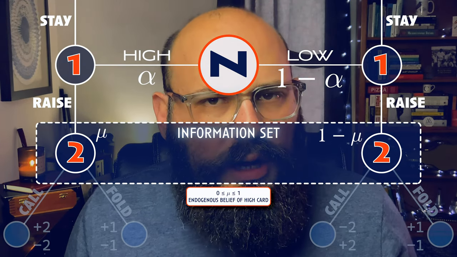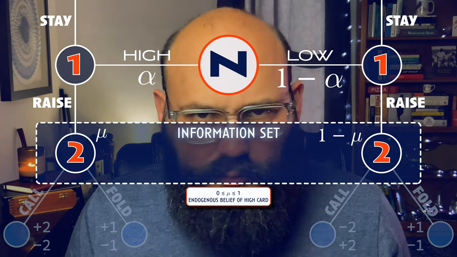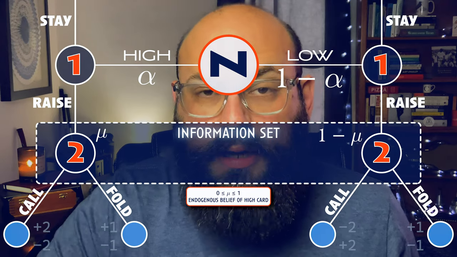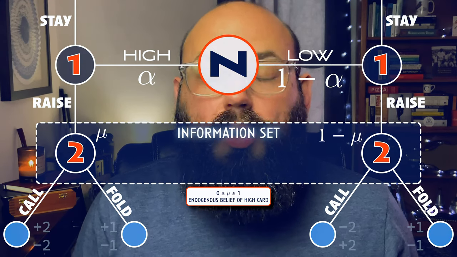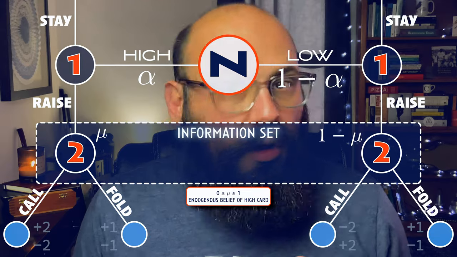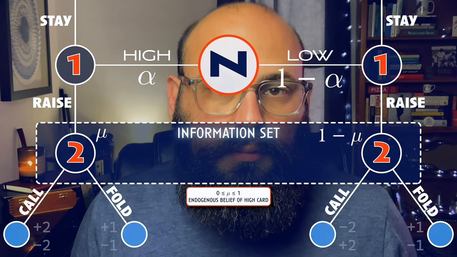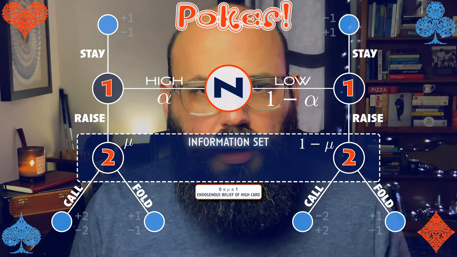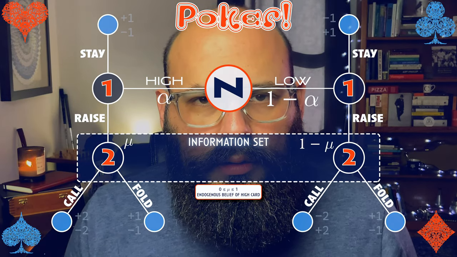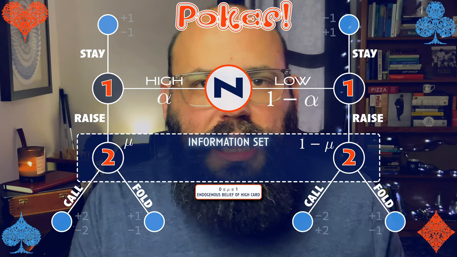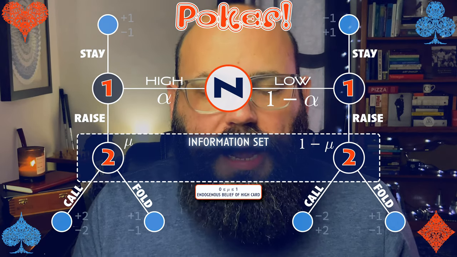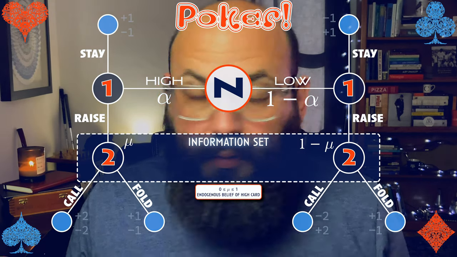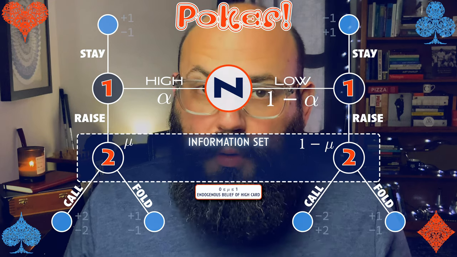Regardless, as with any other information set, player two has the same two choices. They can either fold, in which case player one gets the entire pot, or they can call, in which case we'll have to see who has the better card. So there are six possible outcomes. There are six terminal nodes in this game. The two where player one stayed, and then the four possible outcomes depending on what player two decides to do after player one raised. So this is our super simple, straightforward model of poker.